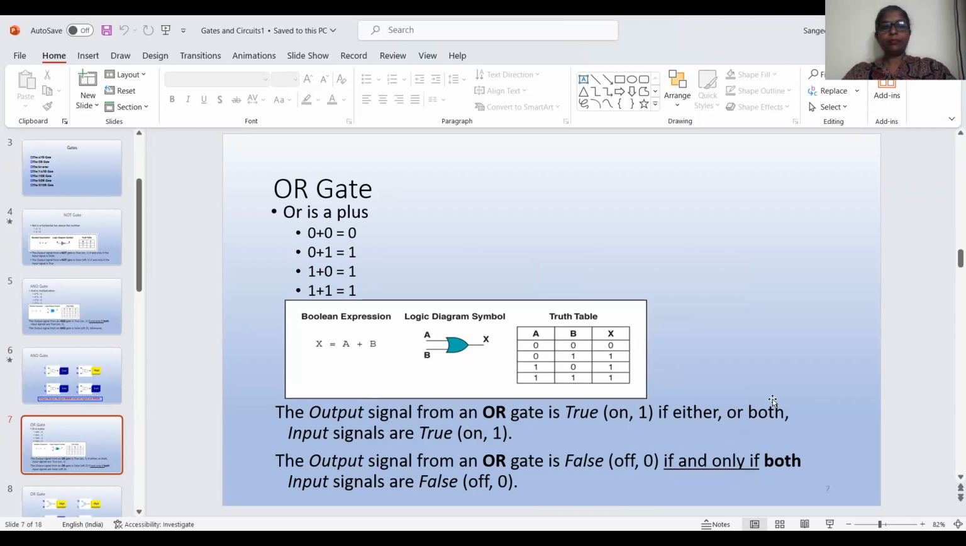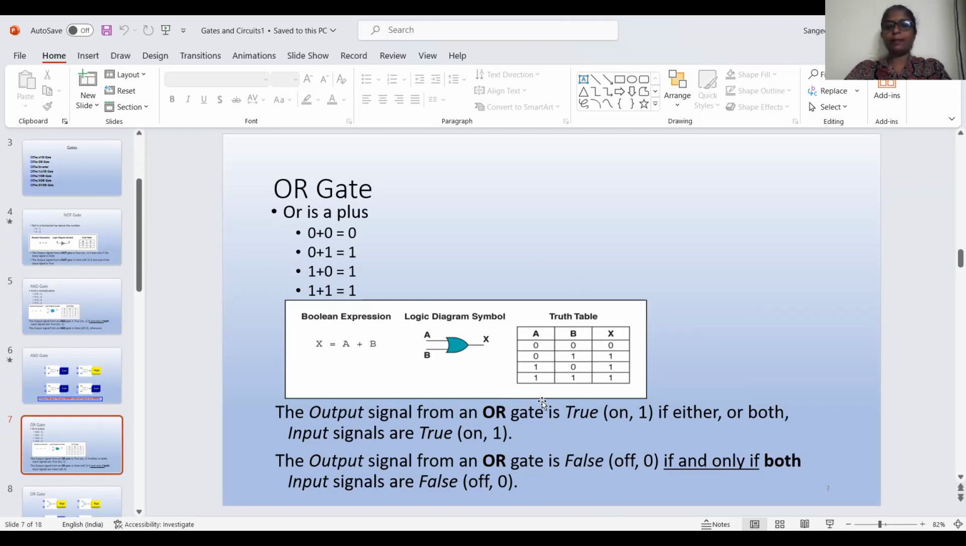Next gate, the OR gate. The OR gate represents a simple plus. 0 plus 0 is 0, 0 plus 1 is 1, 1 plus 0 is 1, 1 plus 1 is 1. A simple representation here is A plus B, and this is the logic symbol that is given here. It has 2 inputs. How many input combinations will there be? That will be 4 combinations. The range will be from 0 to 3.